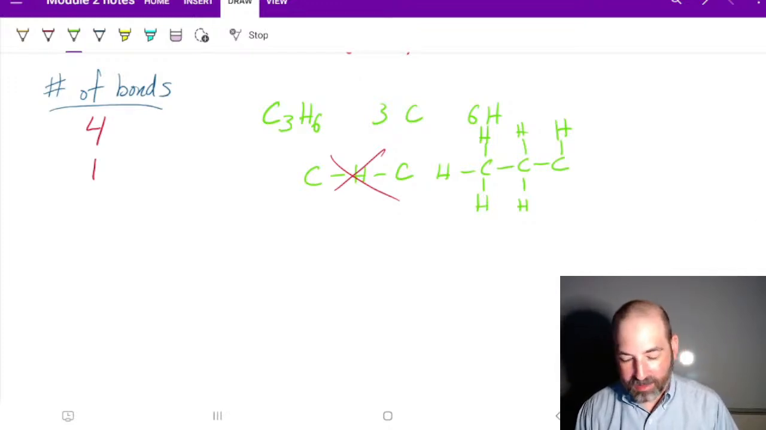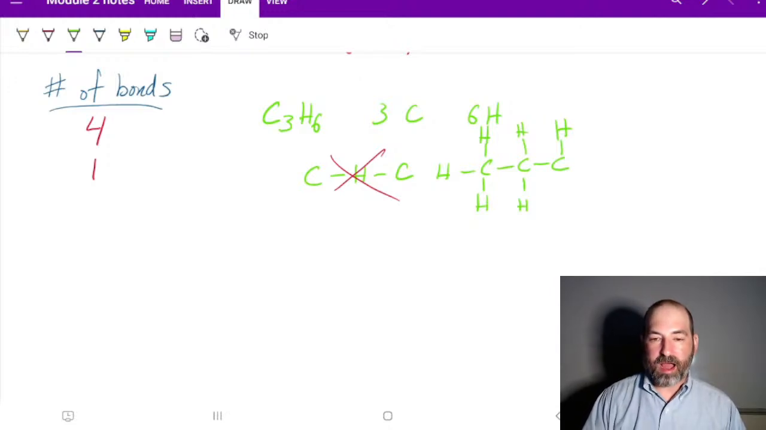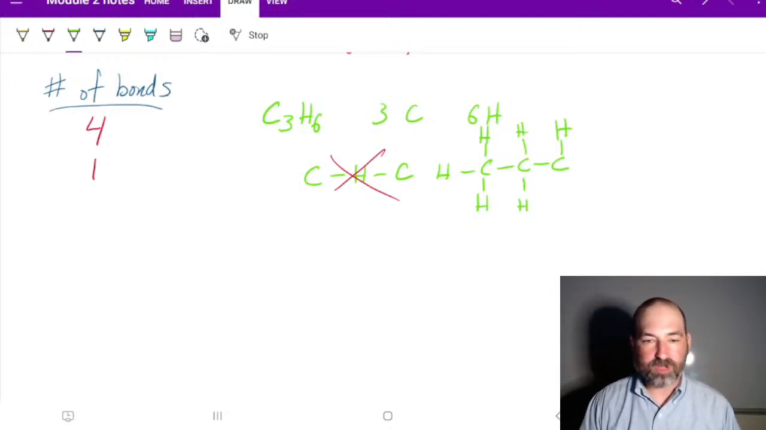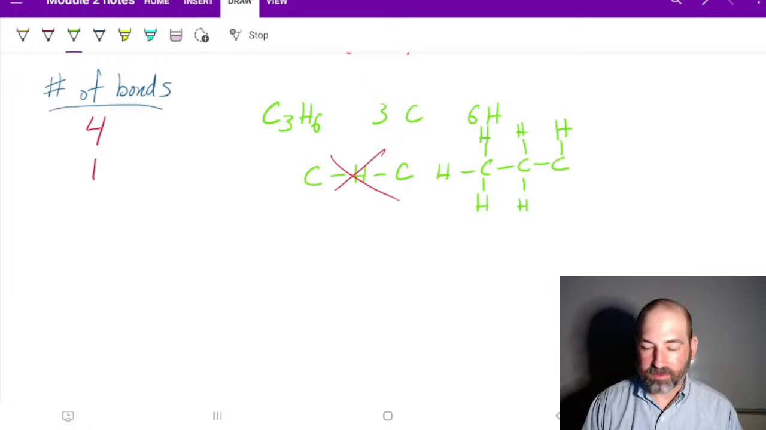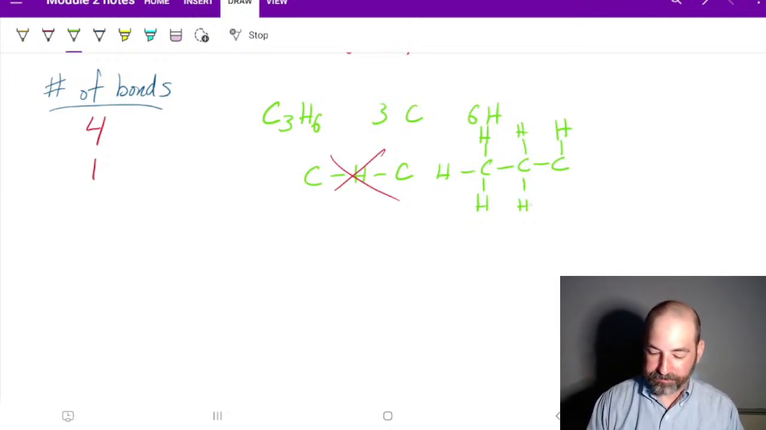I know I can't add any more atoms. I've used my 3 carbons. I've used my 6 hydrogens. So how can I get to a structure that fits the rules without adding any more atoms? And the answer is I have to use multiple bonds.